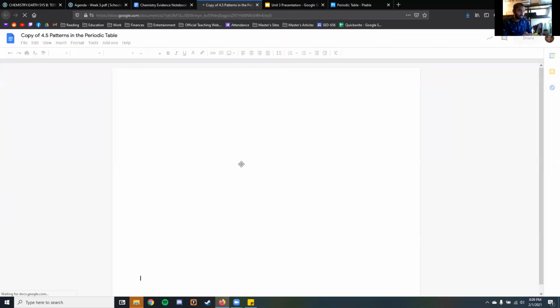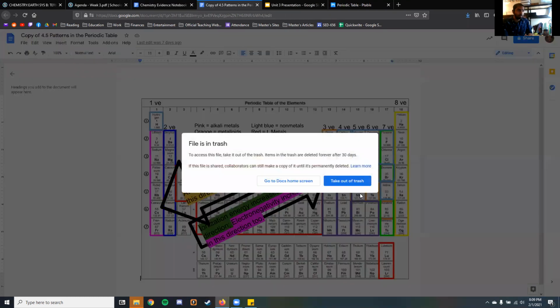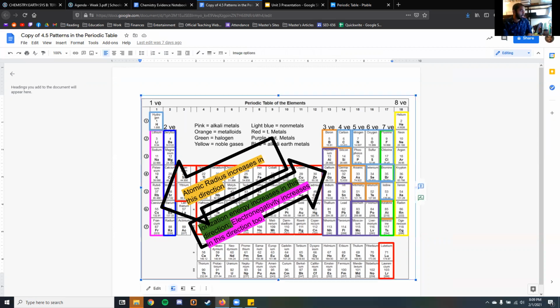This is the one I made with you guys during class. And you want something similar. The big things are the groups are highlighted, and I've got arrows to show where the pattern for these 3 trends: atomic radius, ionization energy, and electronegativity. Those are the big things that I want: groups and the patterns. Originally, yours is blank, so fill yours in with the many draw tools that exist on Google Docs here.